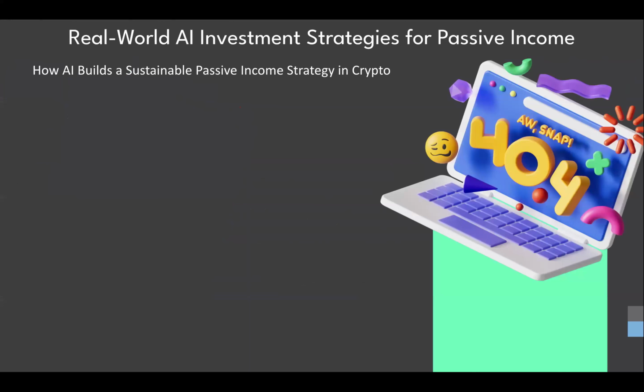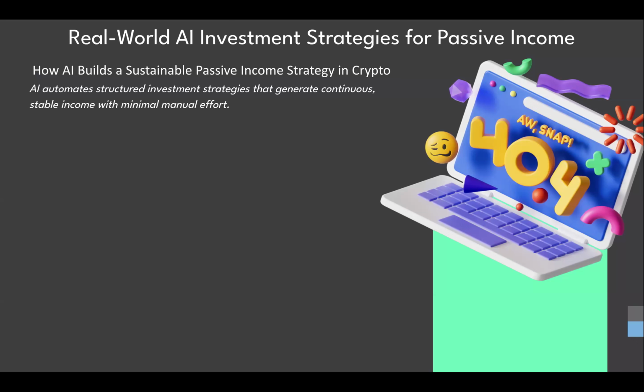The next thing I want to talk about is the real world AI investment strategy for passive income. How can one actually build a sustainable passive income strategy in crypto? AI automates structured investment strategy that generates continuous stable income. So this also means that you need a minimal amount of effort because you're not the one doing it. It's the machine doing it.